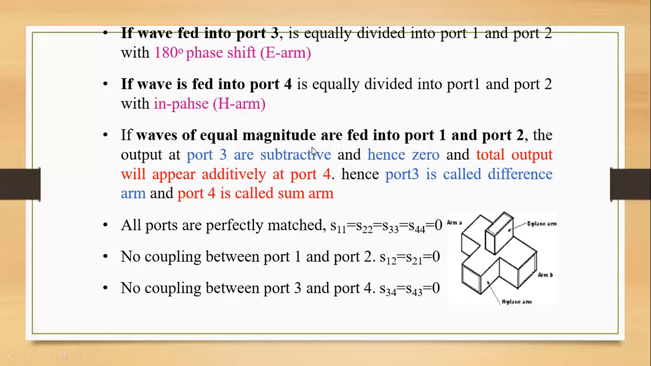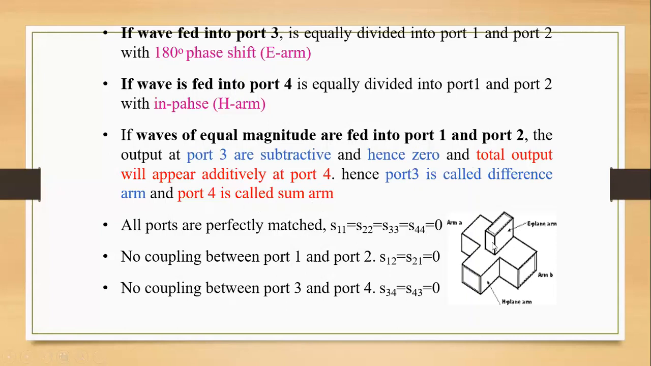Now, if the waves of equal magnitudes are fed into port 1 and port 2, and the outputs at port 3 are subtractive, and hence 0, total output will appear additively at port 4. Hence, port 3 is called difference port arm and port 4 is called sum arm.